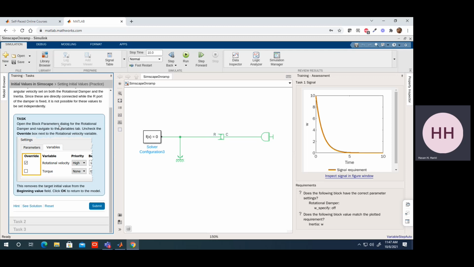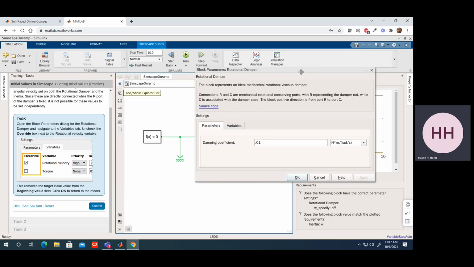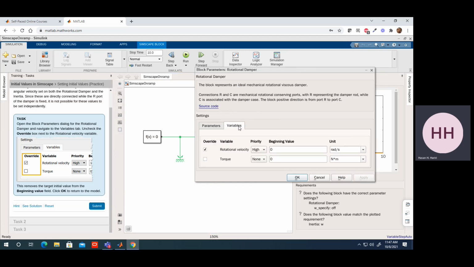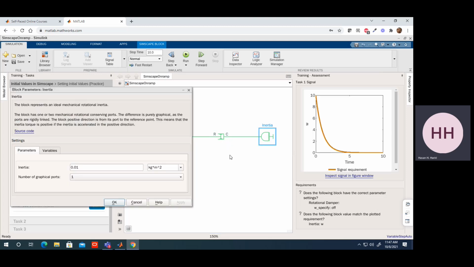So they ask you on task 1 to open the block parameter of the rotational damper and navigate to the variable tab and uncheck the override box next to the rotational velocity here. Okay, good. What do I have here, for curiosity? I have an initial value of 10.